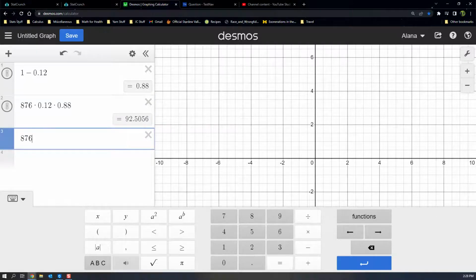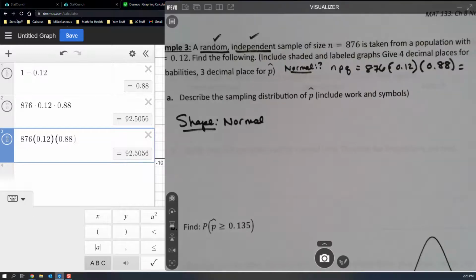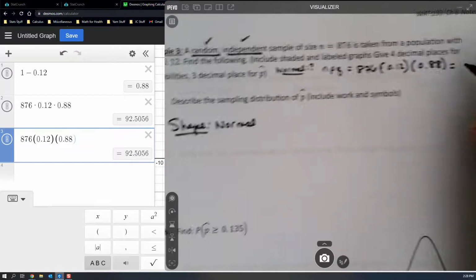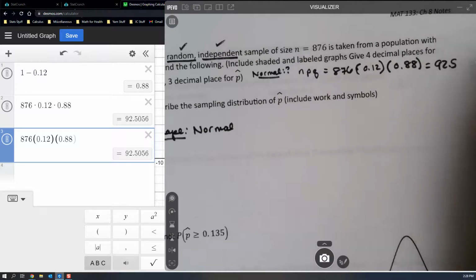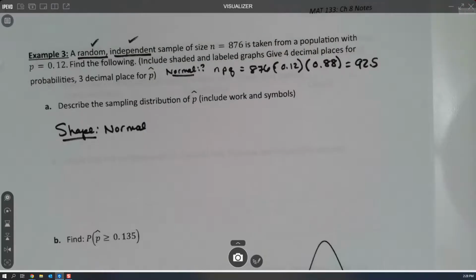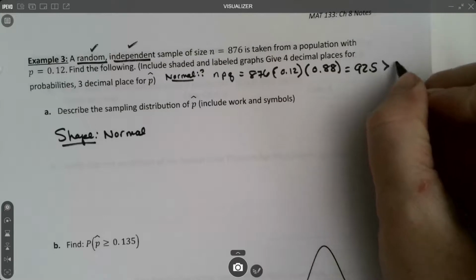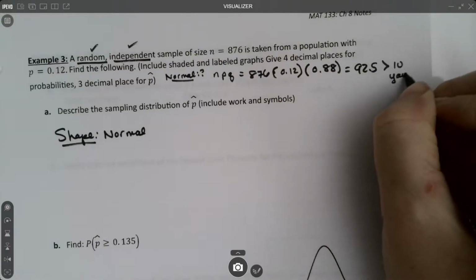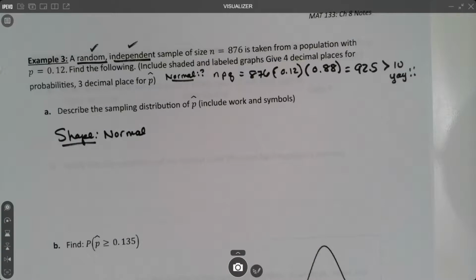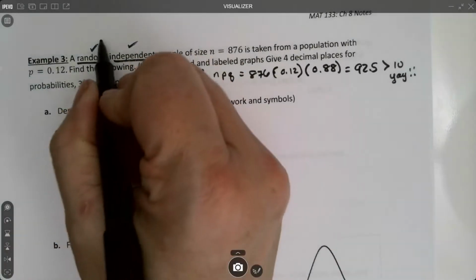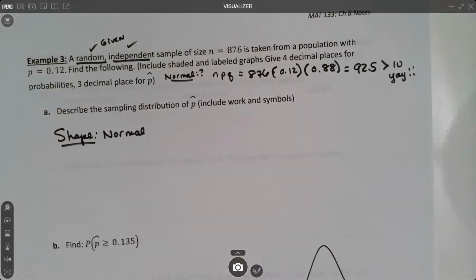And just to show you, it actually doesn't matter if you use parentheses or the multiplication symbol. It's all the same thing. So this is 92.5, which is in fact bigger than 10. Yay! And random and independent were both given. So given, done. So now I do in fact know that it's normal.